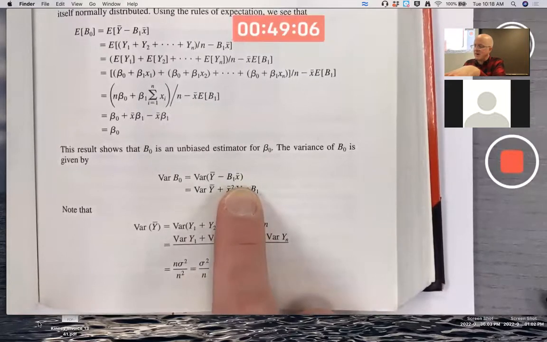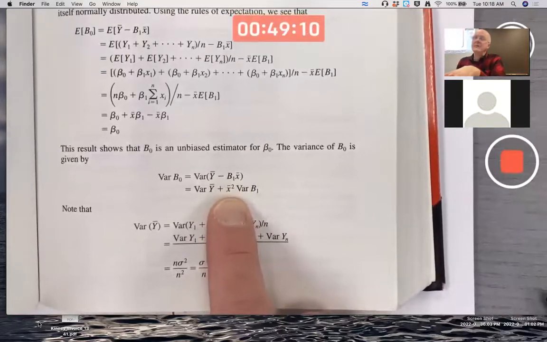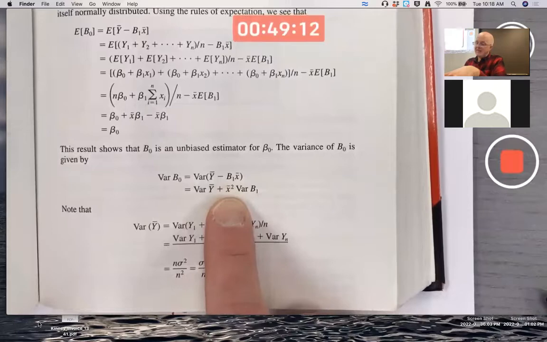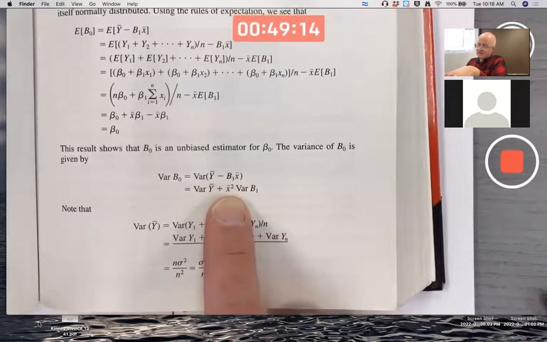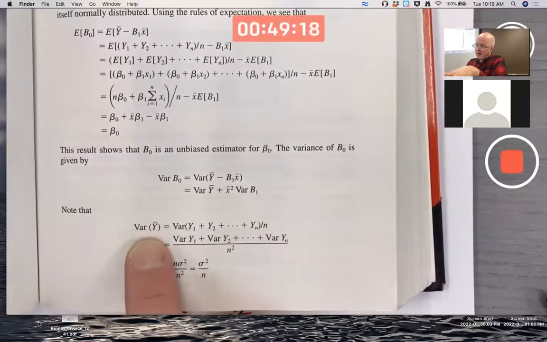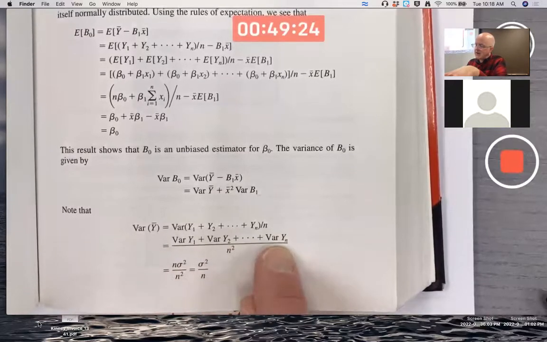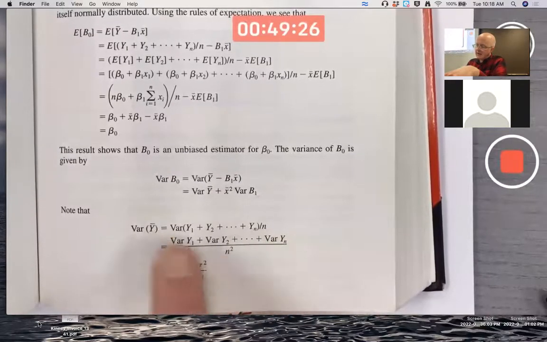And factor out the x bars and x bar squared, properties of variances. Assuming y bar and B1 are independent, they must be. Otherwise, the book wouldn't write it. What's the variance of y bar? Use properties of variances. Again, these yi's are independent, so you have a summation up there. Factor out the 1 over n as a 1 over n squared.